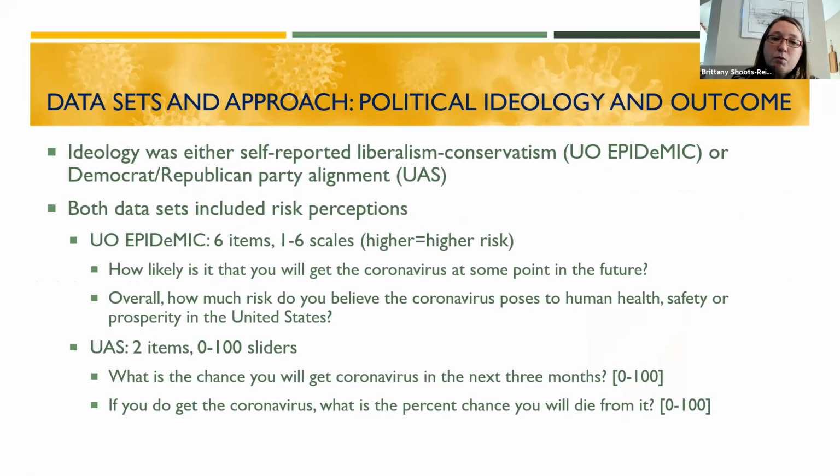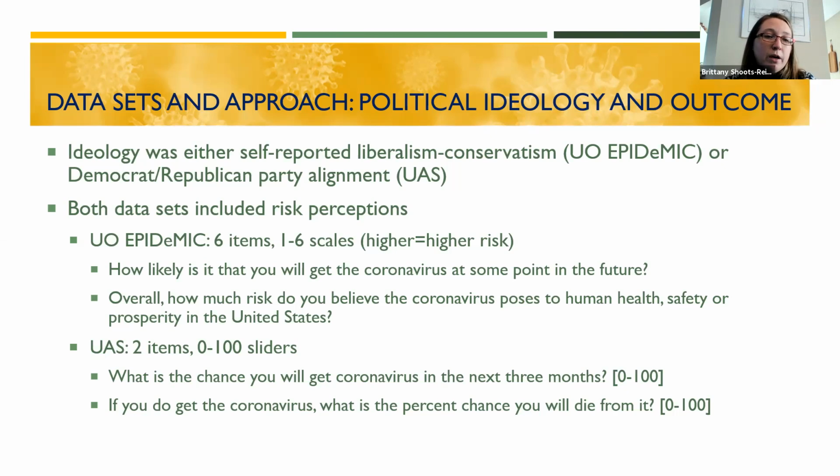Ideology was either self-reported liberalism, conservatism. We measured it that way in UO epidemic. And then UAS didn't have a measure of liberalism, conservatism in the most recent end of the year survey. So we just did Democrat, Republican Party alignment. They have a number of questions that ask people how strongly identified they are with the two parties, whether they're strongly aligned, just identified, or only slightly lean Democrat or Republican.